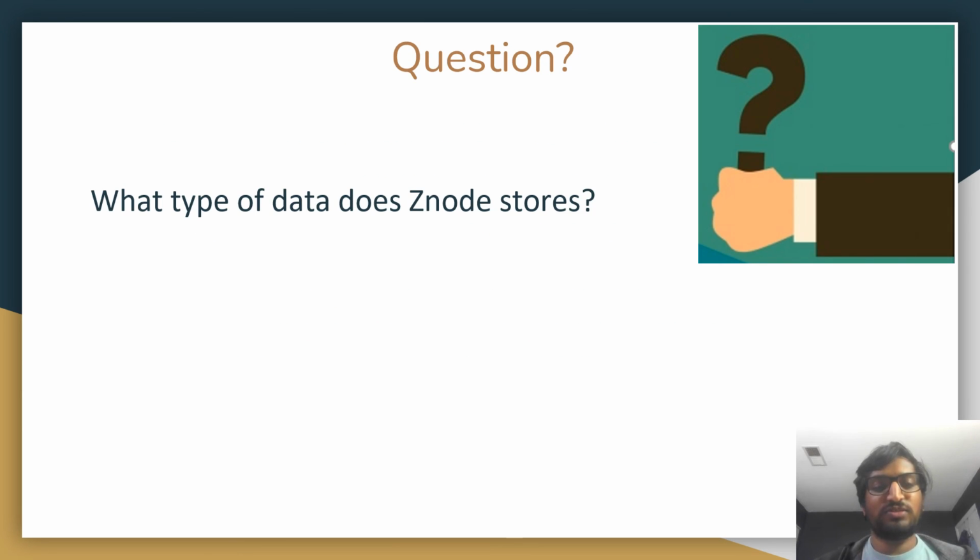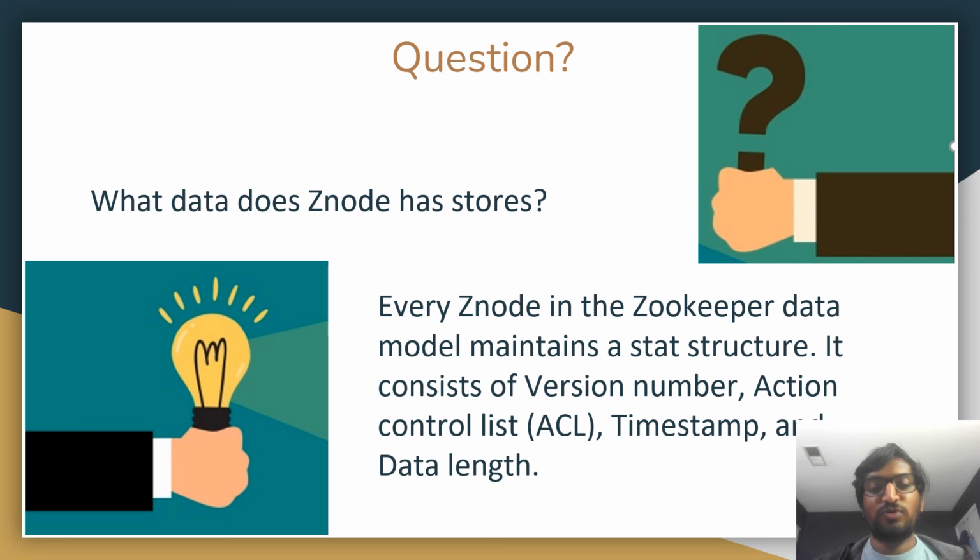So my question is, what type of data does a Znode store? Every Z node in the cluster basically maintains a stat structure, and that structure contains version number, access control list, timestamp, and the data length. This is the data that a Znode has.